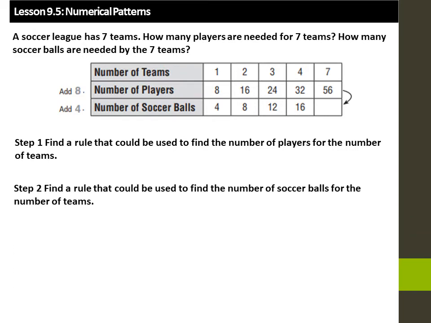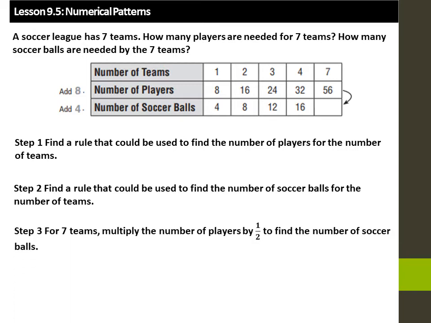Step 2. Find a rule that could be used to find the number of soccer balls for the number of teams. In the sequence 4, 8, 12, 16, you add 4 to get the next term. As the number of teams increases by 1, the number of soccer balls needed increases by 4. So the rule is to add 4. We also notice that the number of soccer balls is always equal to half the number of players.